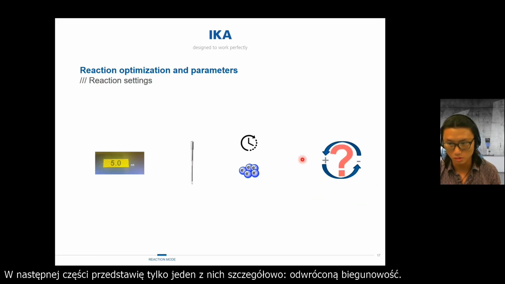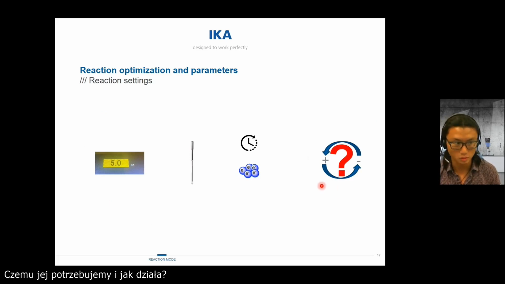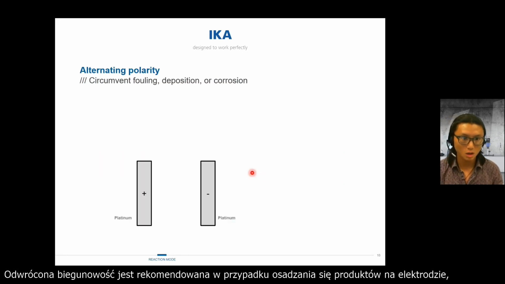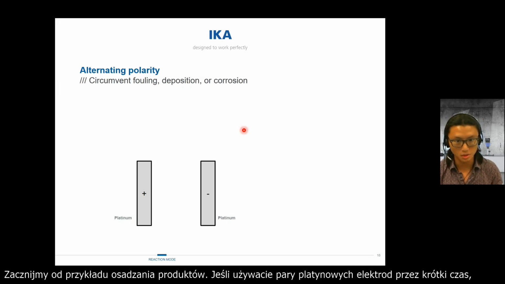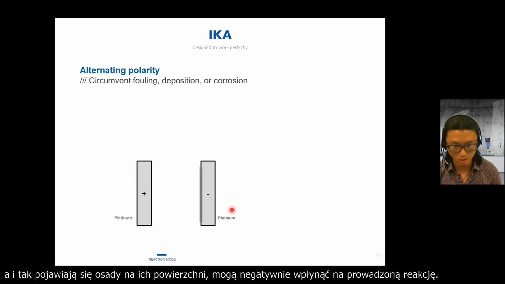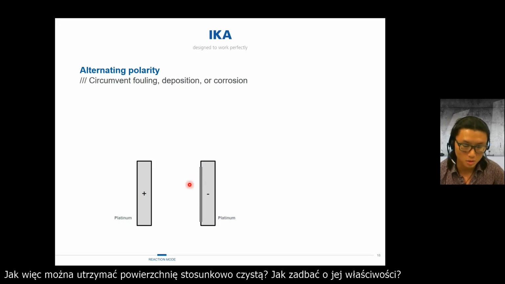And for the next part, I want to dive into alternating polarity with more details. Why do we need that, and how does it work? So alternating polarity is recommended to circumvent fouling, deposition, or corrosion. So let's take an example of deposition. If you are using a pair of platinum electrodes, and within a short period of time, you will form some deposit on the surface. This hampers the proceeding of your reaction. And how do we keep the surface relatively clean? How do we keep using the surface property?